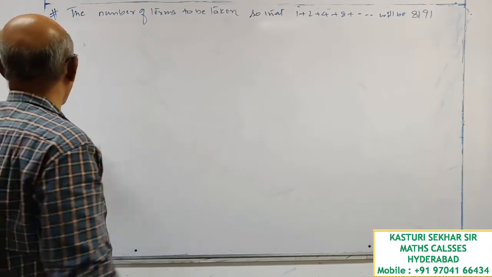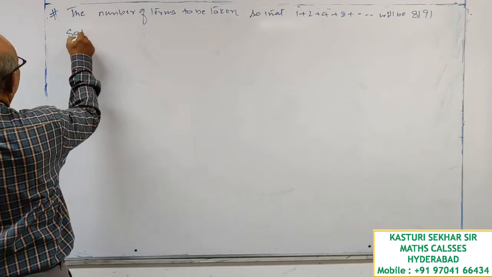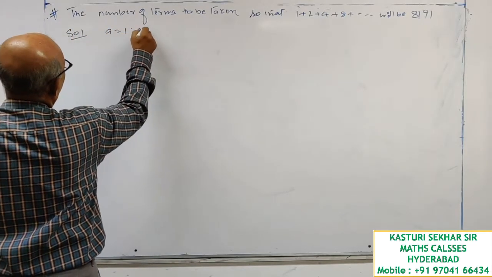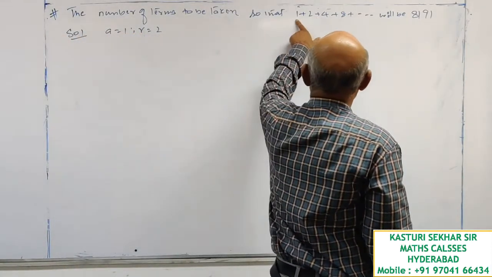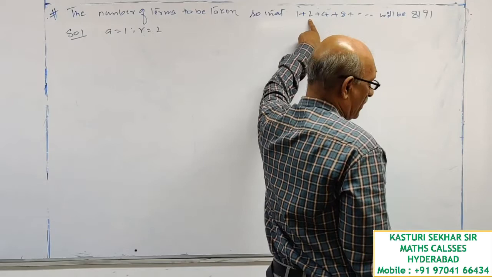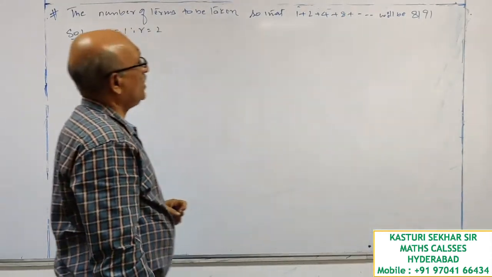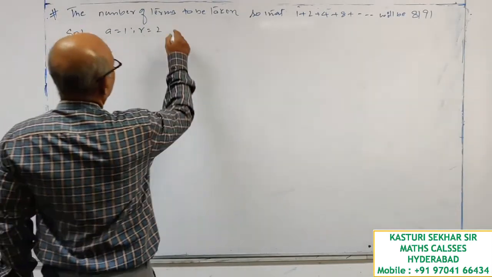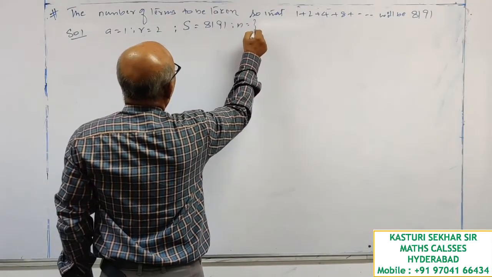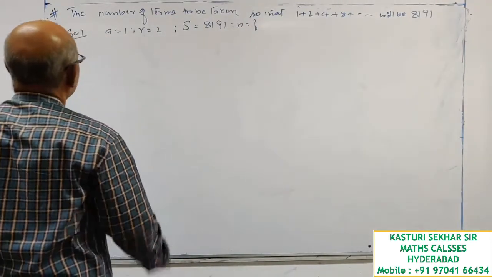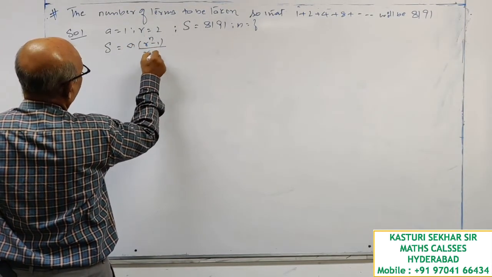Okay. Now look at this, sir. A is equal to 1, R is equal to 2. Second term divided by first term is equal to third term divided by second term is equal to fourth term divided by third term. This ratio is the same, 2. S is equal to 8191. N is equal to question mark.